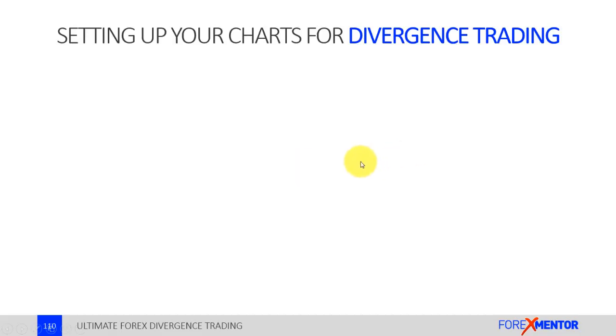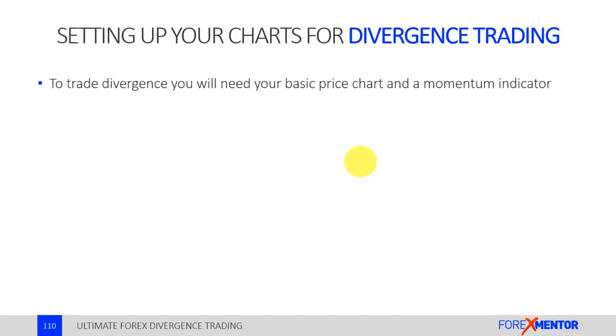Okay, let's set up your charts for divergence trading. To trade divergence, you will need your basic price chart and a momentum indicator. I use the MACD, however, you can also use the RSI or the stochastics or any other momentum indicator you choose.